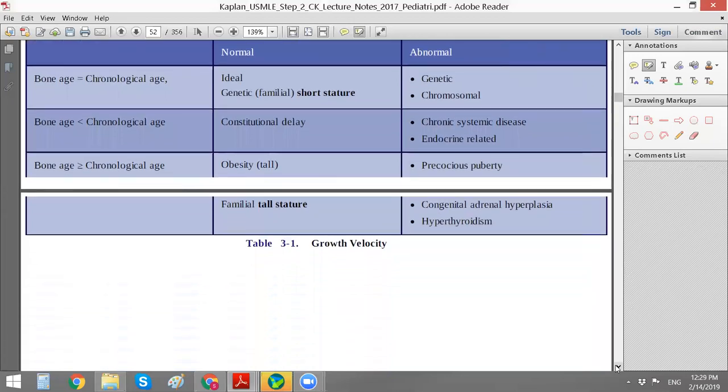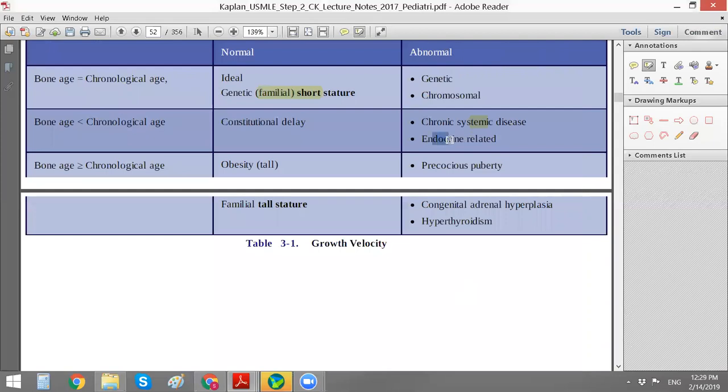Bone age equals chronologic age. This means it is ideal, or can be genetic or familial short stature. Abnormal can be genetic and chromosomal. Bone age less than chronologic age is seen in constitutional delay and chronic systemic or endocrine disease.